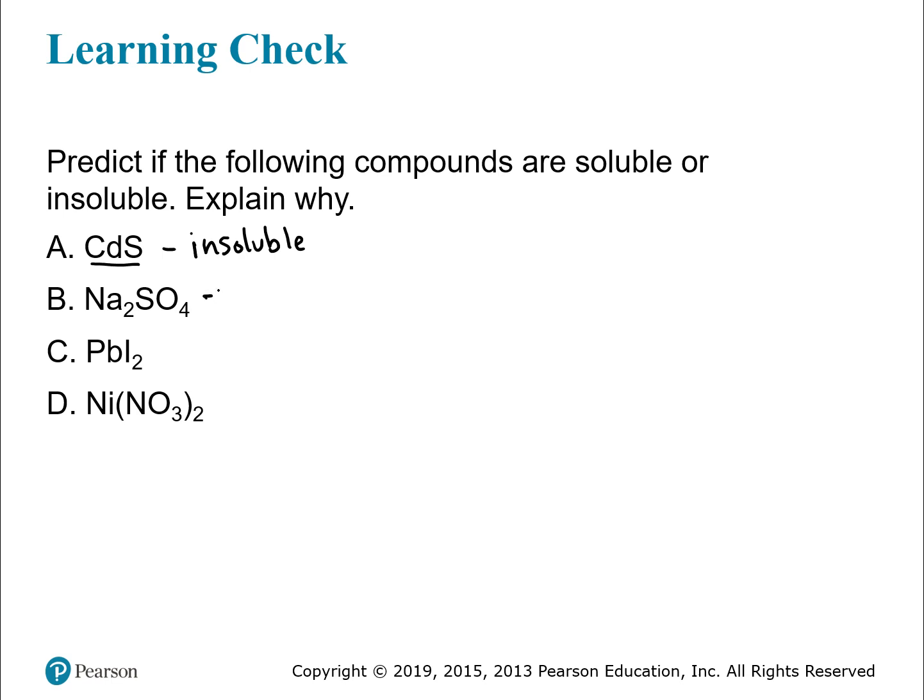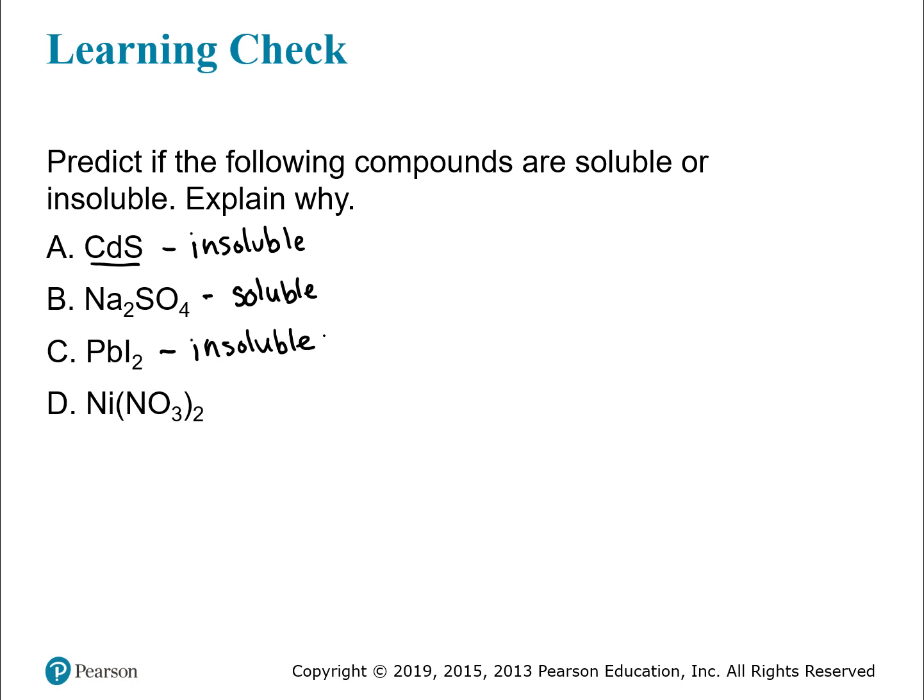Now we've got sodium sulfate. Anything with sodium, probably going to be soluble. And it's a sulfate, so it's a twofer. Soluble. Lead 2 iodide. Usually the halogens are soluble, but lead 2 is an exception. So it is insoluble.